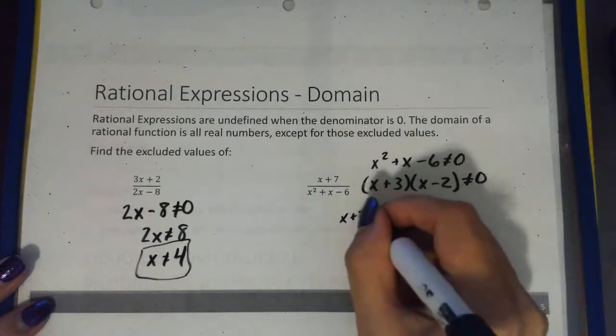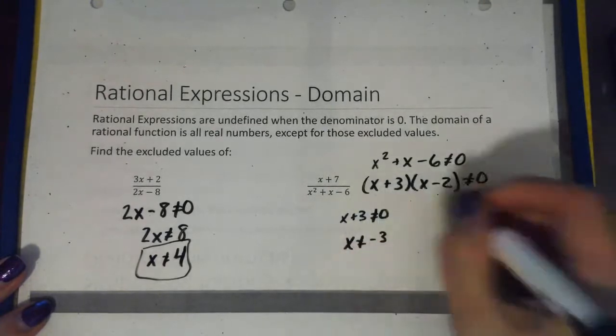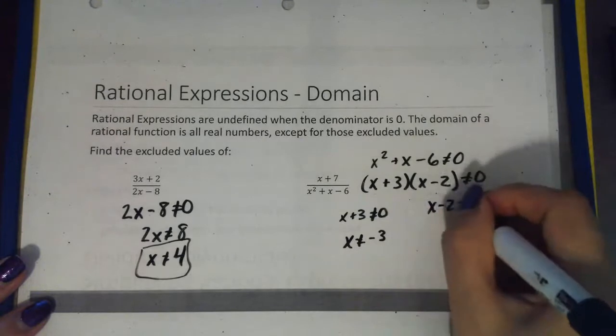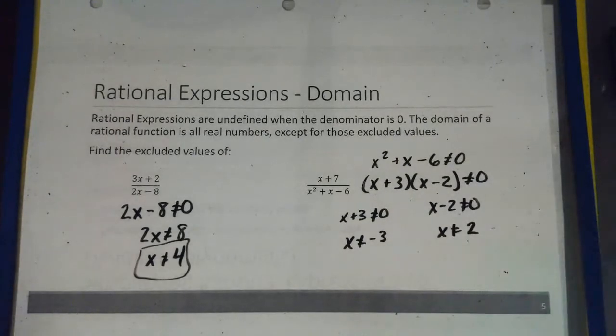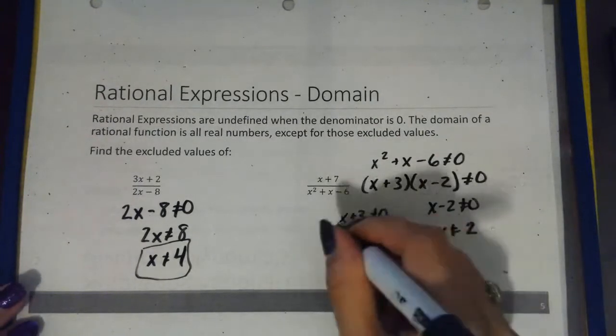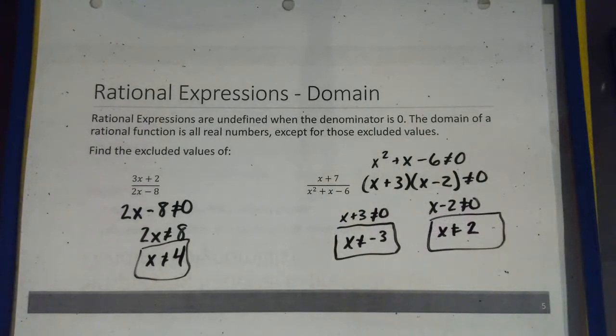So we get that x plus 3 cannot be equal to 0, meaning x can't be negative 3. And x minus 2 cannot be equal to 0, so x cannot equal positive 2. So this time we have two excluded values, negative 3 and positive 2. So for excluded values, we're just trying to find the numbers that x cannot be equal to, and x cannot be equal to these values because that would mean we're dividing by 0.